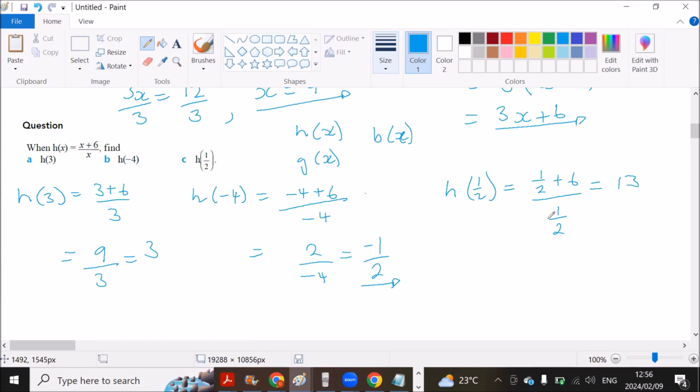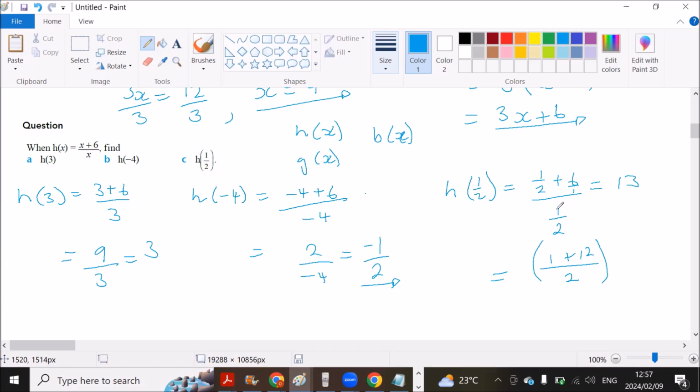Oh, if we are asked not to use a calculator, we could say over 2. 6 is the same as 6 over 1. 2 into 2, 1. 1 times 1, 1. Plus 1 into 2, 2. 2 times 6, 12. So this is our numerator.